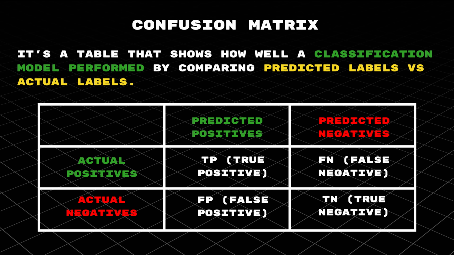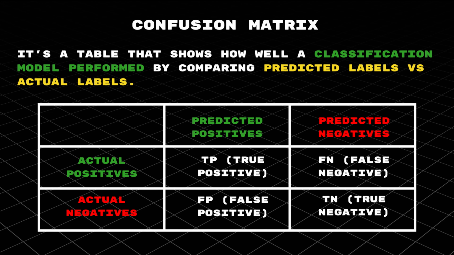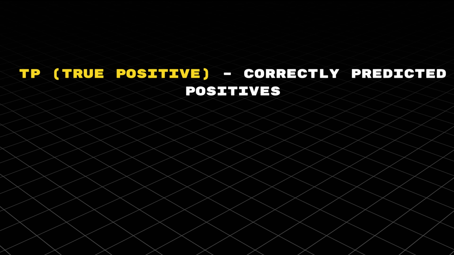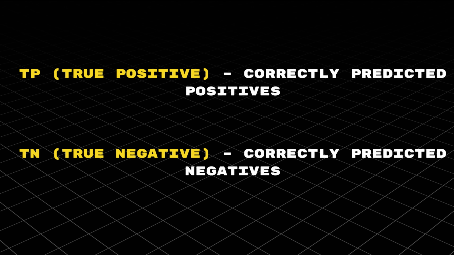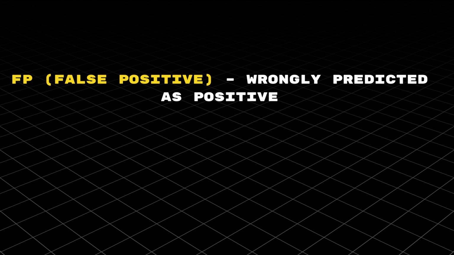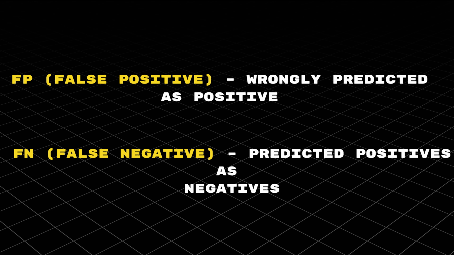Confusion matrix table breaks predictions into 4 parts: true positives, true negatives, false positives, and false negatives. True positive is when the model correctly predicts a positive case as positive. On the contrary, the model correctly predicting a negative case as negative is known as true negative. False positive is when the model incorrectly predicts a negative case as positive. And false negative means when the model incorrectly predicts a positive case as negative.